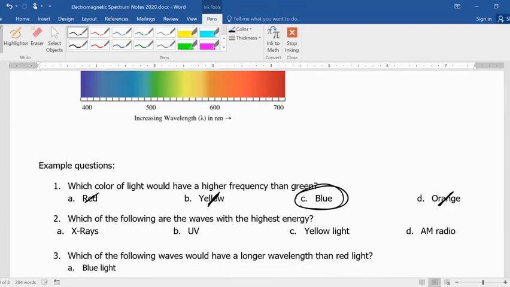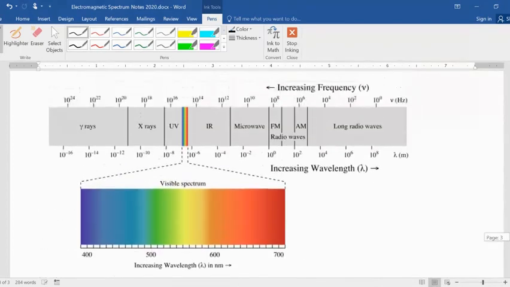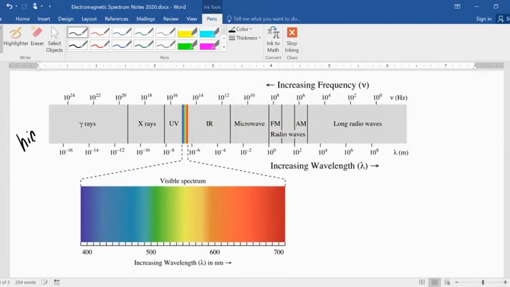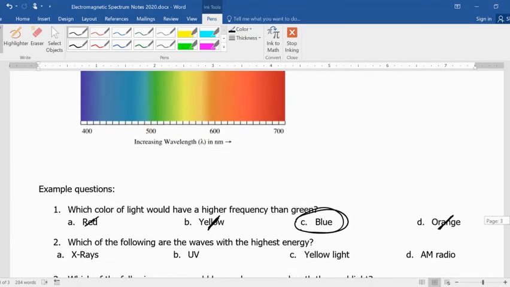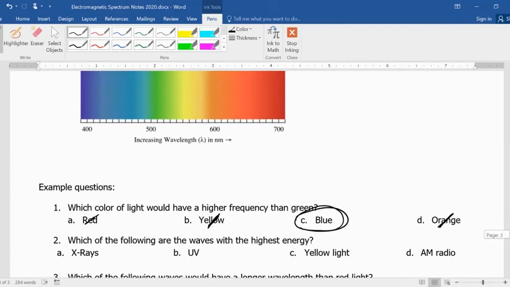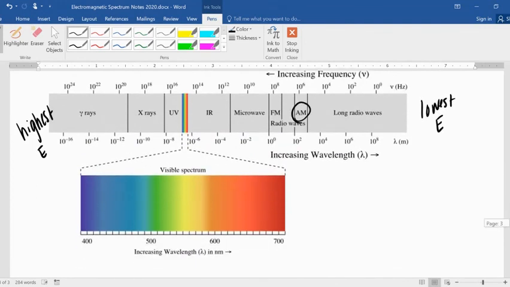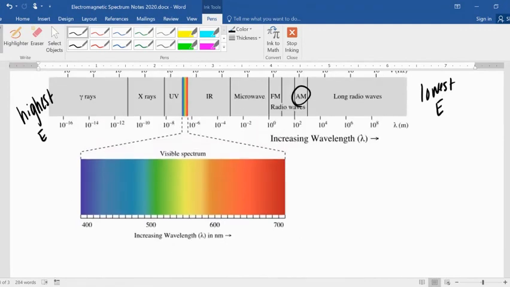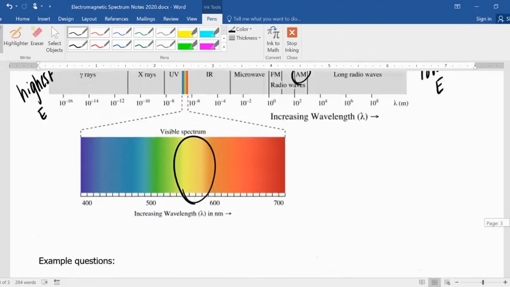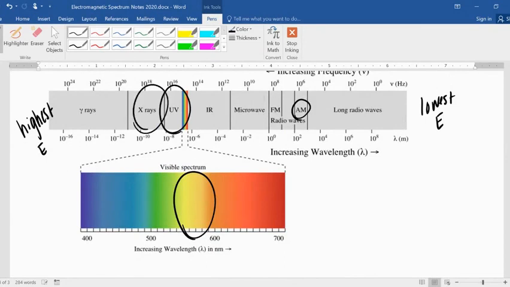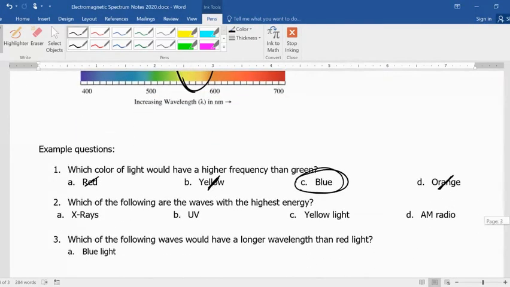Another question, which of the following are waves with the highest energy? So highest energy, remember, are going to be the things to the left. Lowest energy are things on the right. So we want to see what is the furthest to the left. So we have X-rays, UV, yellow light, and AM radio. So AM radio, no. Yellow light is here. UV and X-rays. So which one of those has the highest energy? That would be our X-rays.